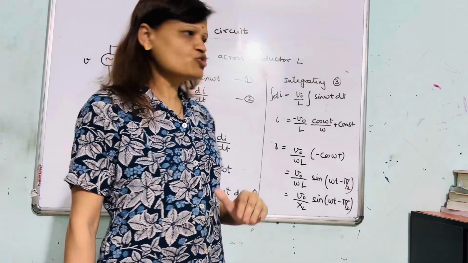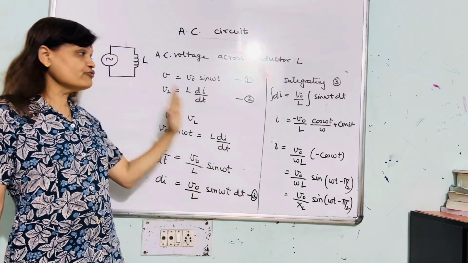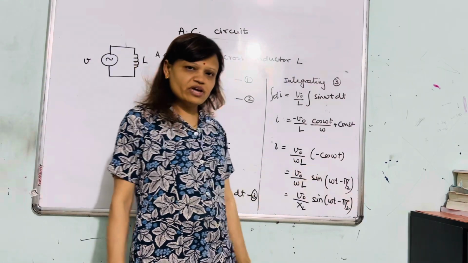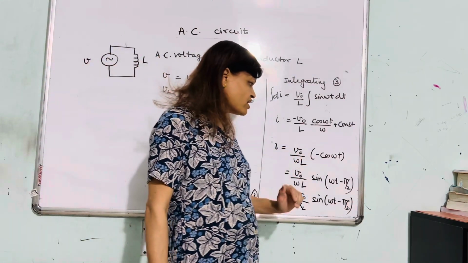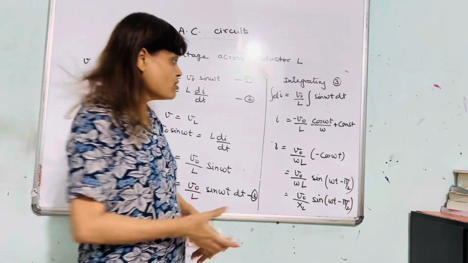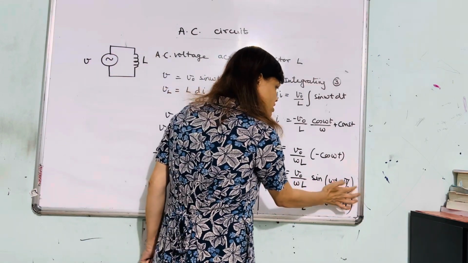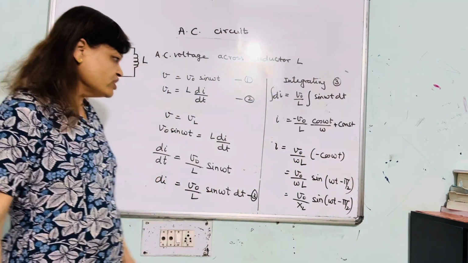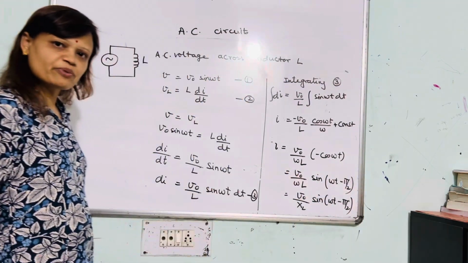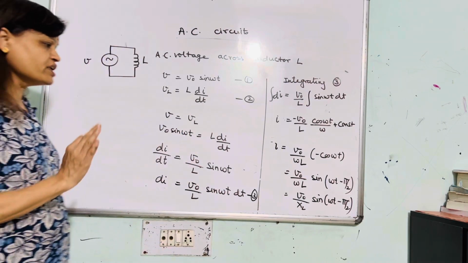Now minus cos omega t, I am going to write in the form of sine, so that we can find the phase difference with the reference voltage. If it is just cos omega t, you can write sine of pi by 2 minus omega t. But we want minus cos omega t, so we just make it opposite: omega t minus pi by 2. So we get V naught by omega L sine of omega t minus pi by 2. Is that clear or not? So we have got the equation.